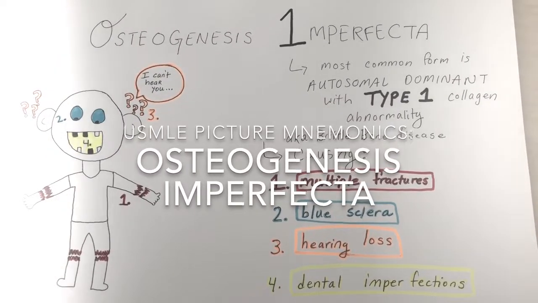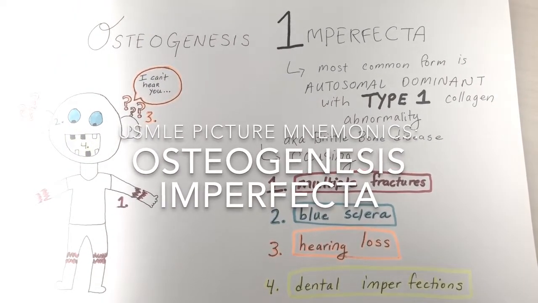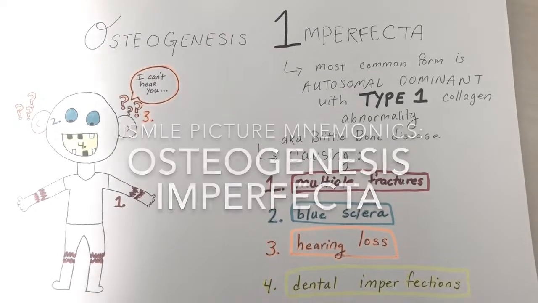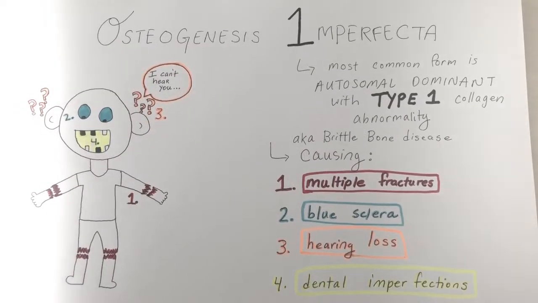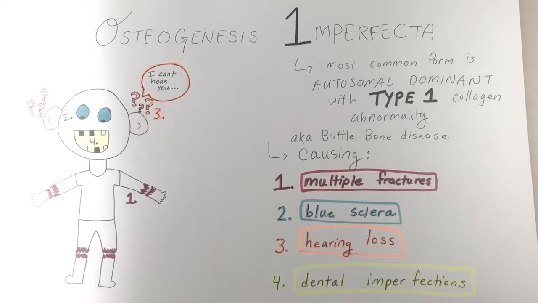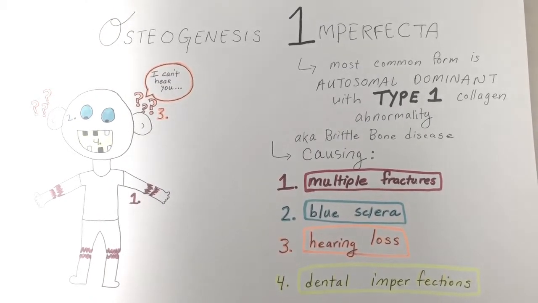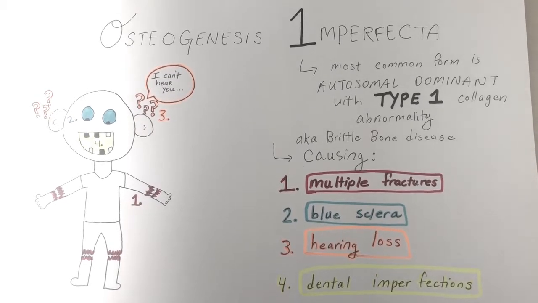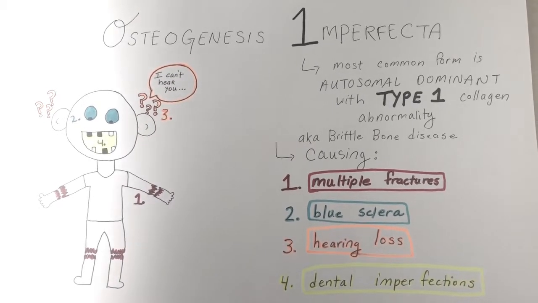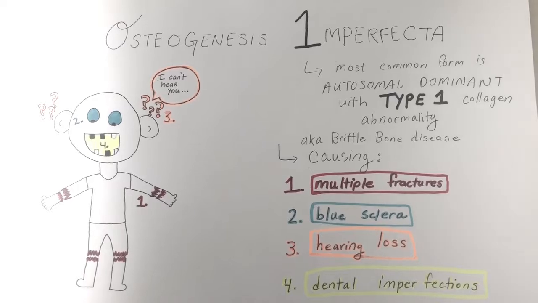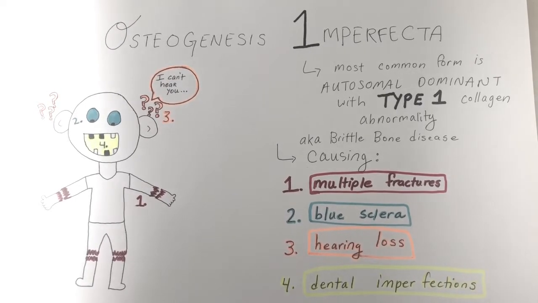Hi, I'm going to be talking about osteogenesis imperfecta, also known as brittle bone disease. I'm also going to be sharing this pictured mnemonic to help you remember key points about osteogenesis imperfecta. You may or may not see a question on this topic on the boards. Either way, it's an easy topic to remember the key points.